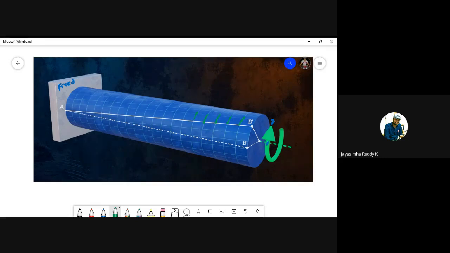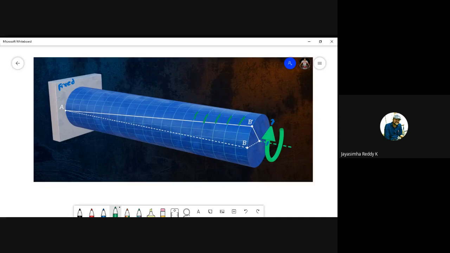And then all radii remain straight after torsion. So this radius, students, even after torsion also remains straight. See here, you can observe B and B dash. These are two radii, one before twisting and the other after twisting. This radius remains straight. There will be no distortion in the radius. That is what we mean in the assumption.